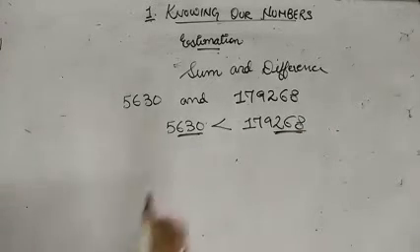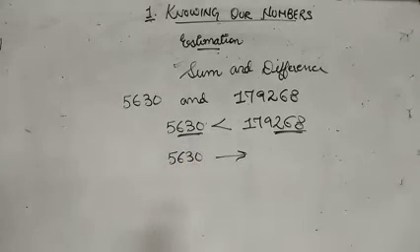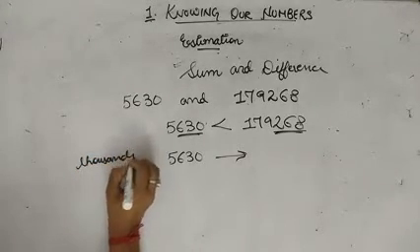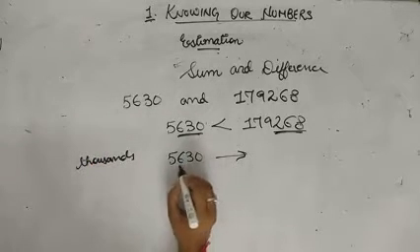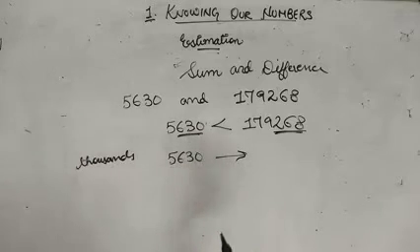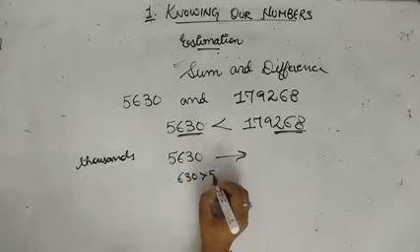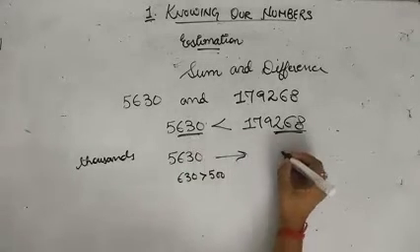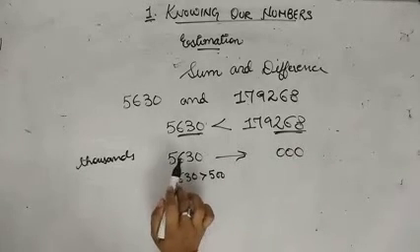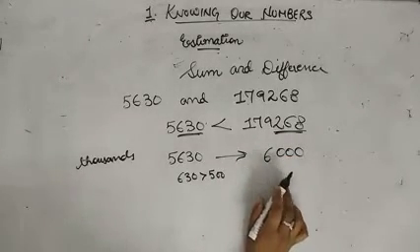So now estimate the value 5630. You have to round off the value to thousands. So in thousands, these 3 digits you have to make 0. So you will see whether 630 is greater than 500 or less than. 630 is greater than 500. So 630 will become 000, and you will add 1 to 5, so it will become 6. So it will become 6000.